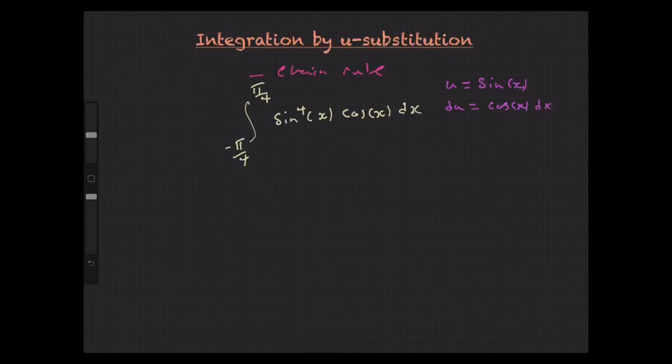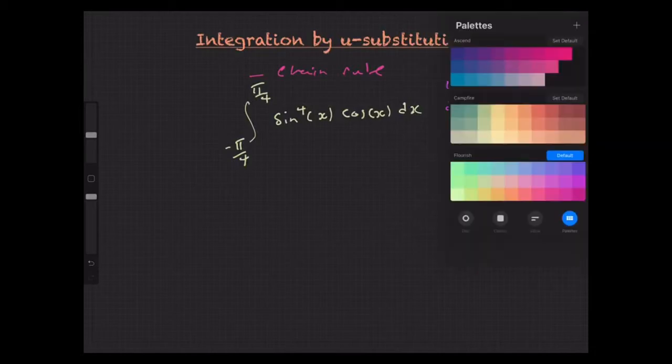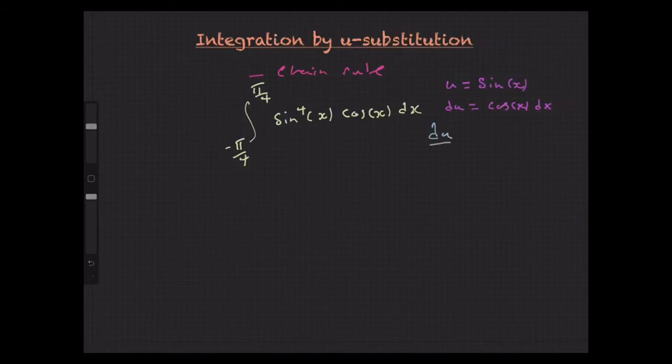This comes from the relationship du by dx is equal to cosine of x. This is of course u prime of x. This is the prime notation. This is the Leibniz notation. Since u is sine of x, the derivative of sine is of course cosine. And du by dx is then cosine of x.